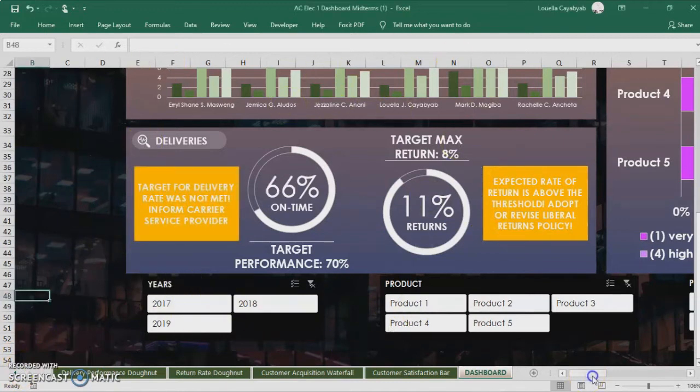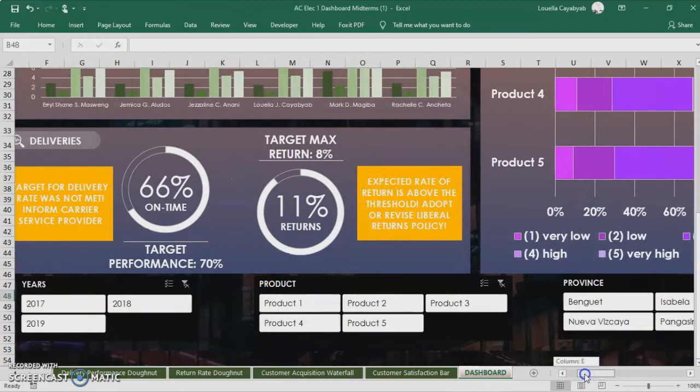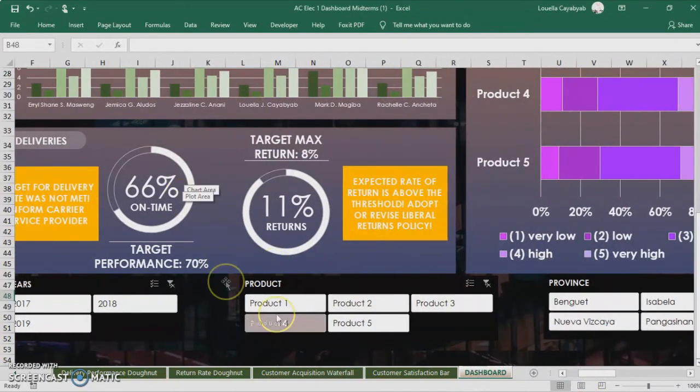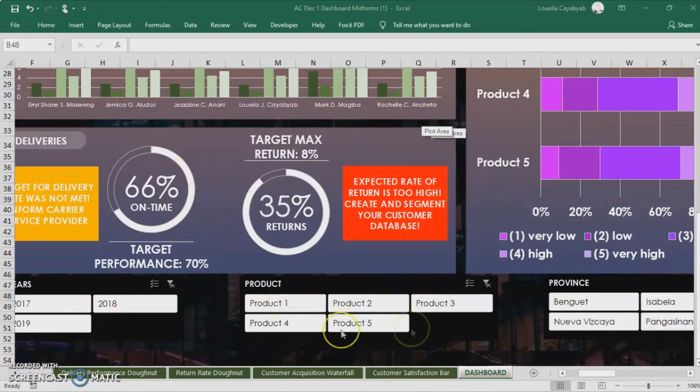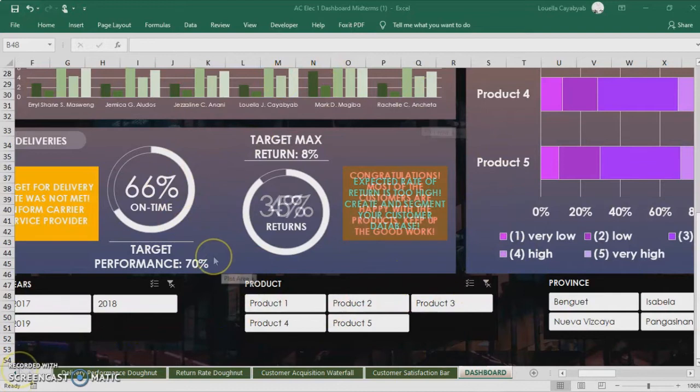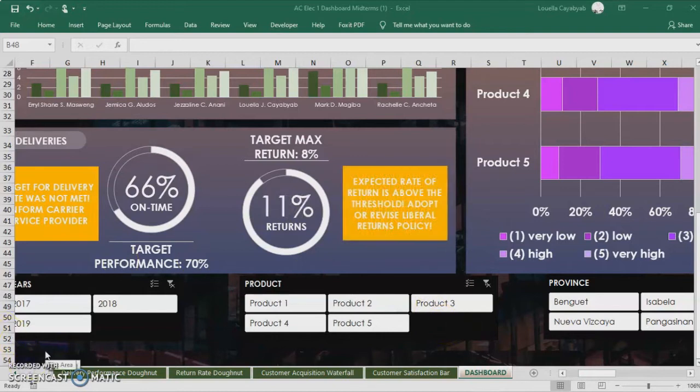For the percentage of sales returns, it will notify the user if the actual rate exceeds the tolerance threshold of 8%. It will also indicate what decision the company should make in order to reduce the number of returns from customers. Accordingly, the user may cross-examine the customer satisfaction rating and the customer acquisition, since both actions require research about customers.